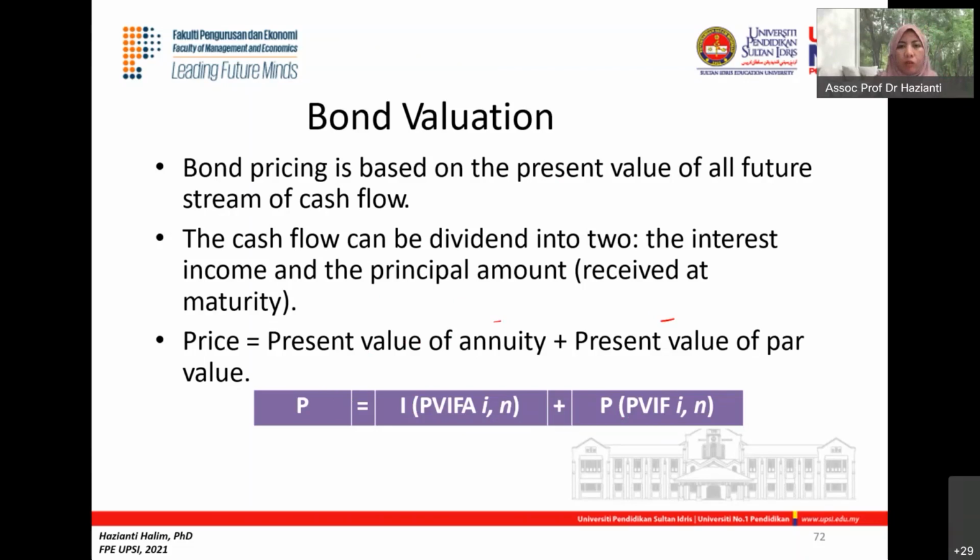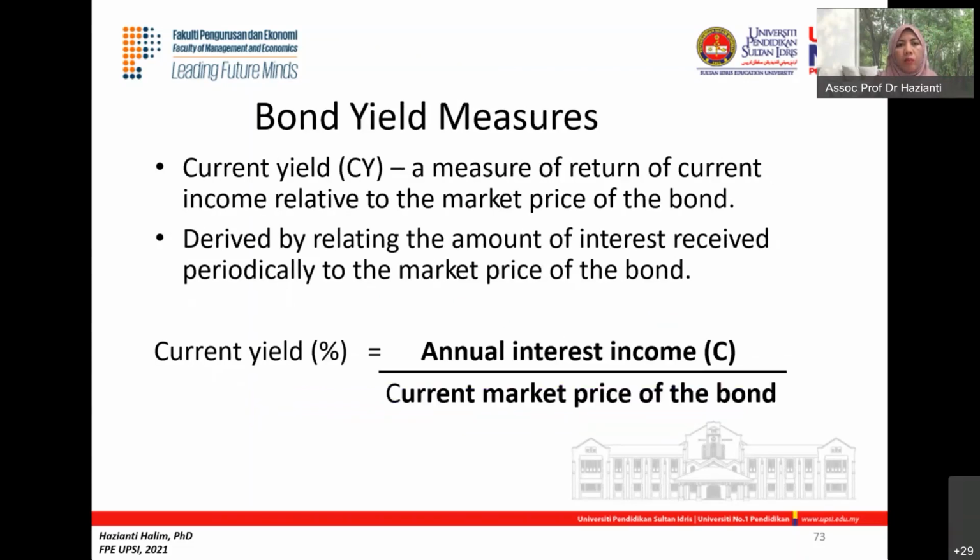Okay, I will just show it like this because we are not really focusing on the calculation of bond valuation. And then when we talk about bond yield, we have current yield, a measure of return, current income relative to the market price of the bond. This is the formula for current yield: annual interest income divided by current market price of the bond.